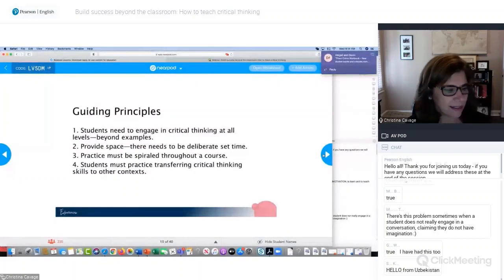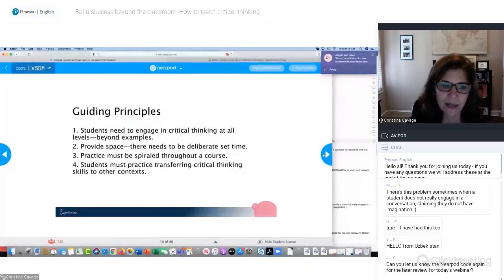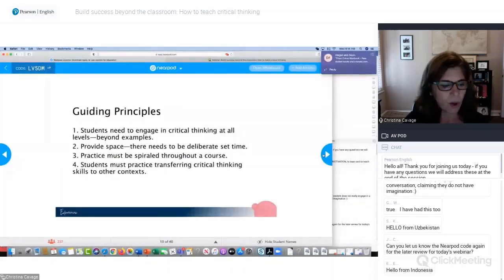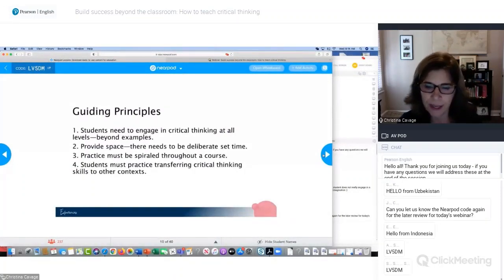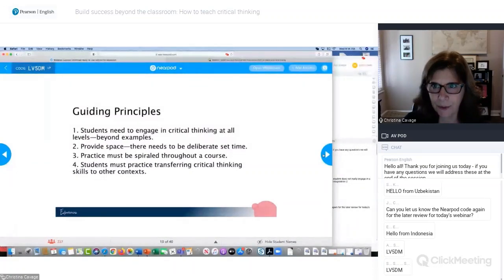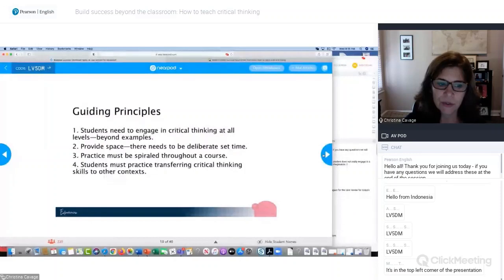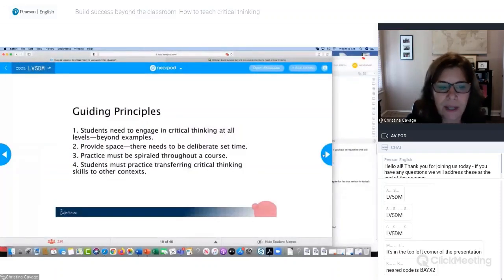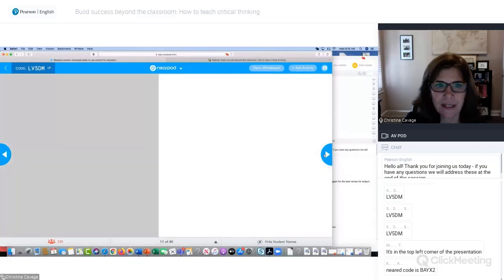And students must practice transferring critical thinking skills to other contexts, okay? So if we're working on critical thinking in a reading, for example, let's say we're working on reading between the lines, making inferences, I want them to be able to transfer that when they're listening to their group members, okay? So not just critical thinking skills in an isolated skill environment, but really giving students the tools they need to be able to apply that to other skill areas.